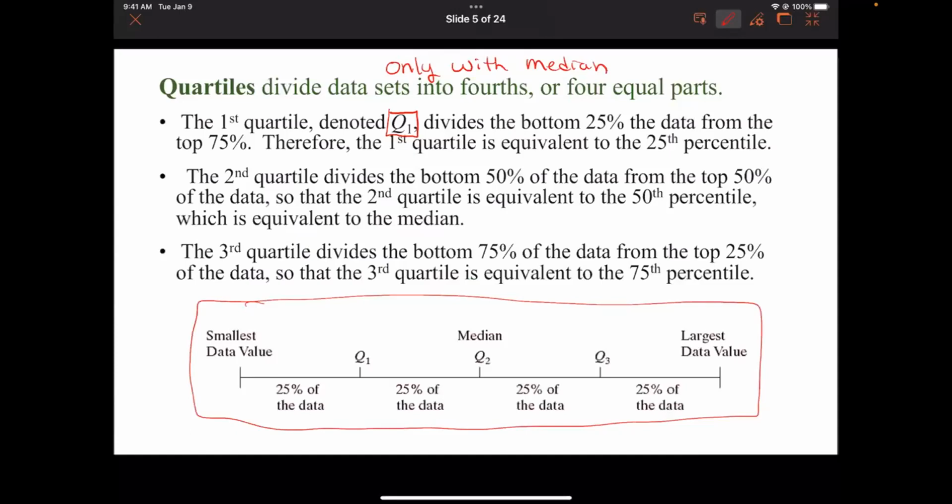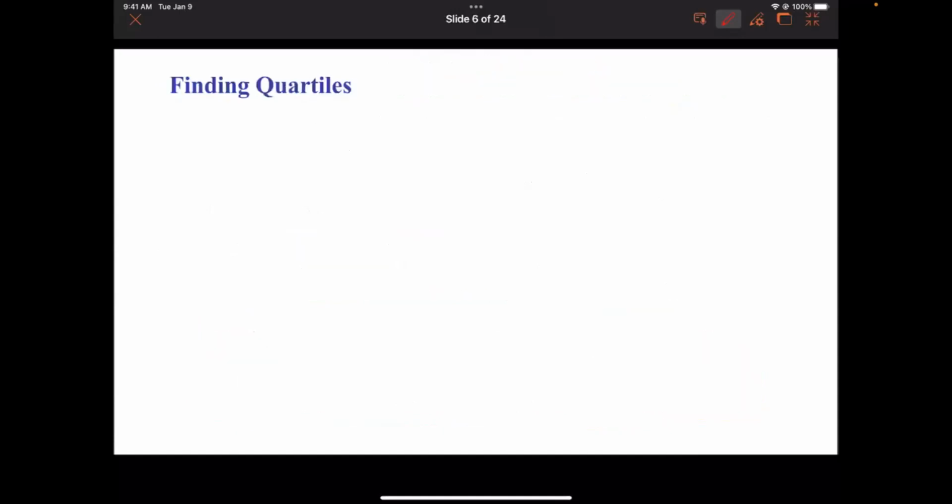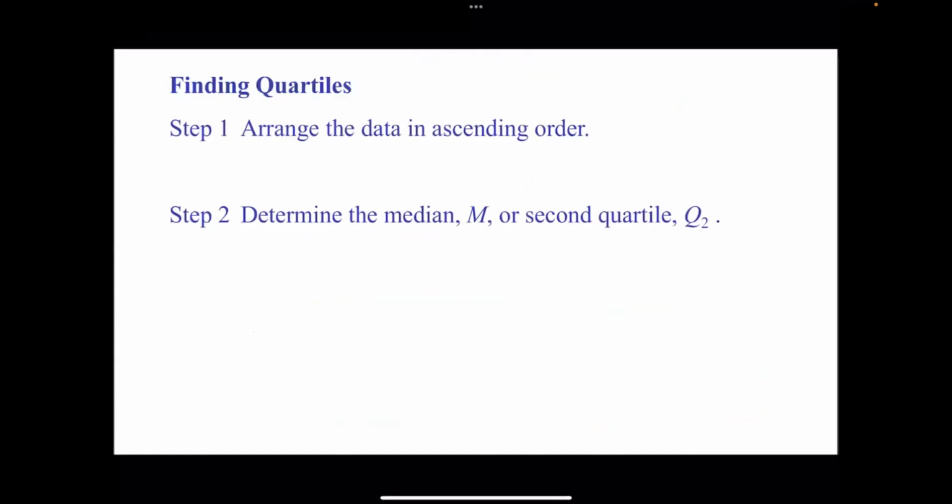Anyone need another moment? Can I move on? We're good? All right. Here's how we find our quartiles. And once again, it is a lot of words. First thing you want to do, arrange your data in ascending order, smallest to largest. Second step, find your median. You know how to do that? We've got some practice there.